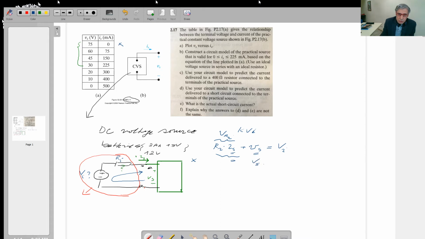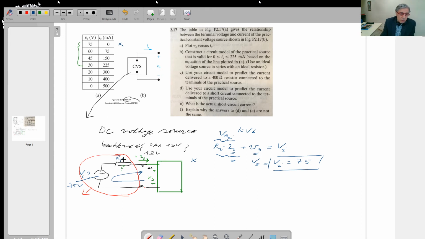Conclusion, VS is equal to VI. So VS is 75. I found this VI value. So this ideal source voltage is 75 volts. I think 75 volts, isn't that right?